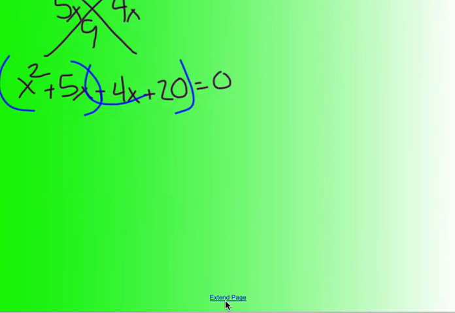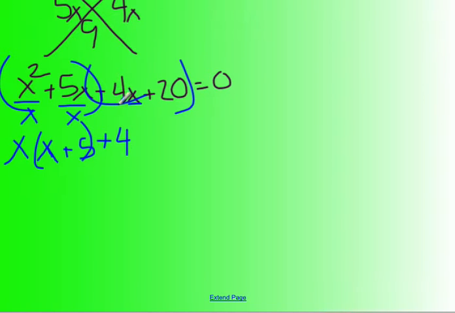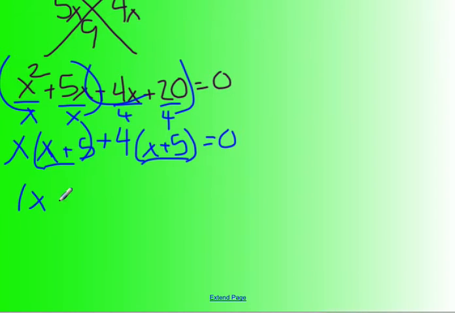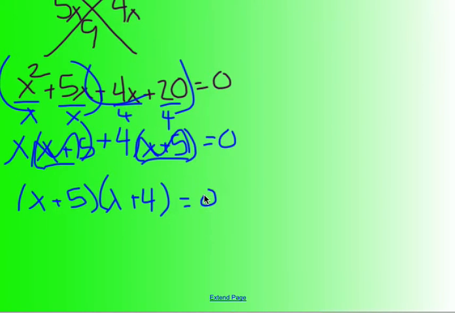Between x squared and 5x, I can take out an x. So I'm dividing each of these terms by x. x squared divided by x is x, and 5x over x is going to be 5. Then between 4x and 20, I can take out a 4. I'm dividing each of these by 4, and when I divide each by 4, I get x plus 5. So then the leftovers are matching, so I can factor those out. And once I've factored those out, I can write what's left after that, which is x plus 4. Now that's going to be equal to 0.